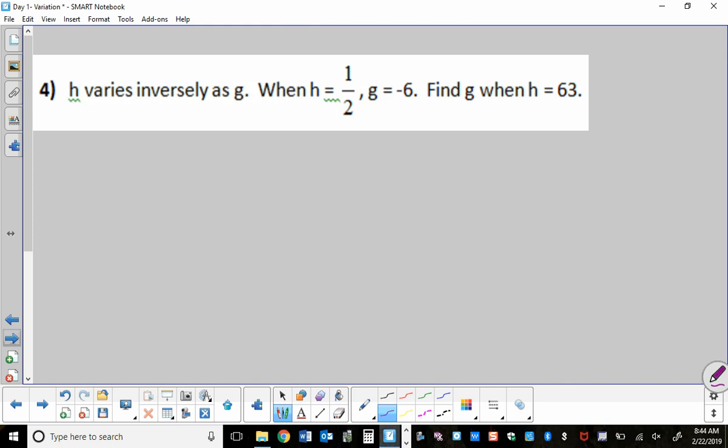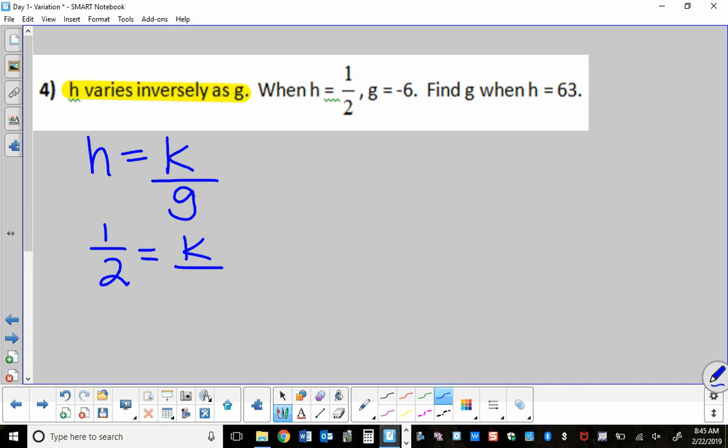Okay, I want you guys to watch how I do number 4. I want you to solve it just the way that I'm solving it. Okay? So make sure you're following along. It says H varies inversely as G. All right, so how do I write this out? What's my equation? H equals K divided by G. All right, it says when H is 1/2 and G is negative 6. All right, so that was part 2.